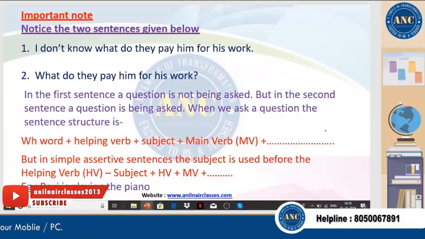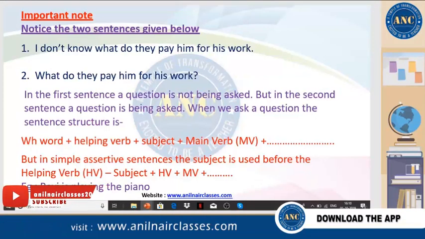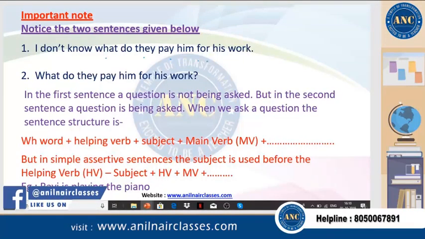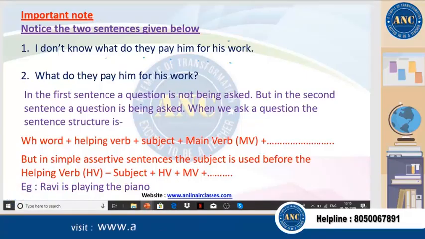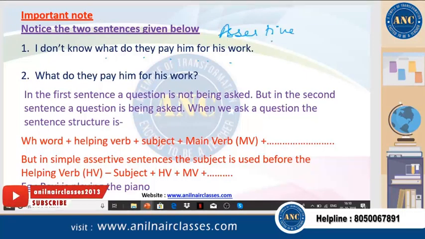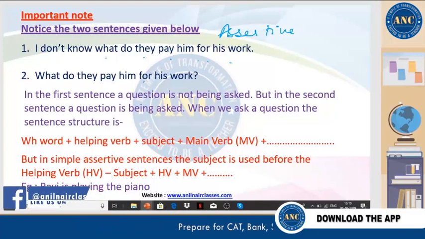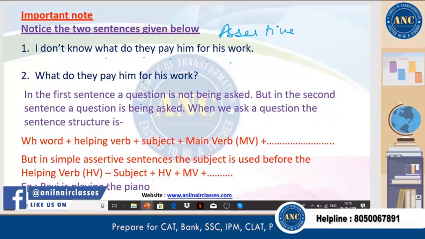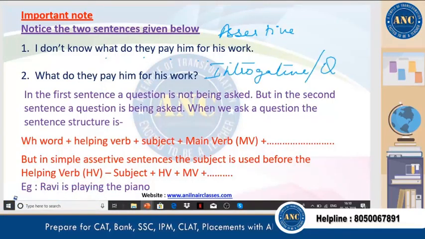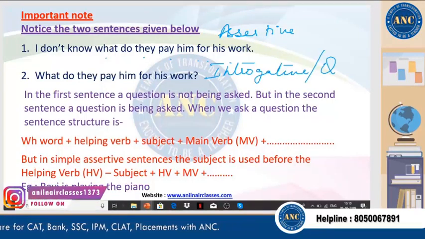Fine. Next one. Now look at these 2 sentences given below. The first says, I don't know what do they pay him for his work. What kind of sentence is it? We can say it's an assertive sentence. It's making an assertion. The second, what do they pay him for his work? It's an interrogative sentence because they are asking a question, right? In the first sentence, a question is not being asked, but in the second a question is asked, right?